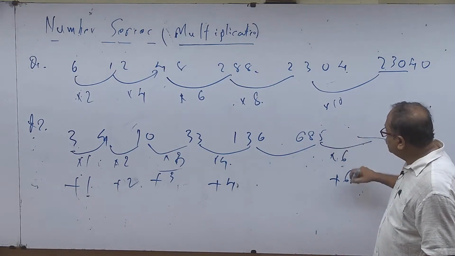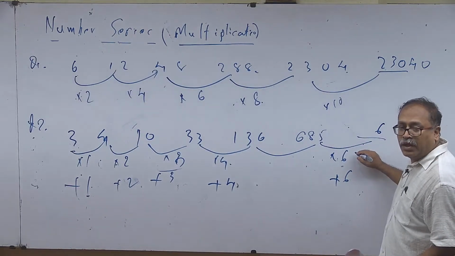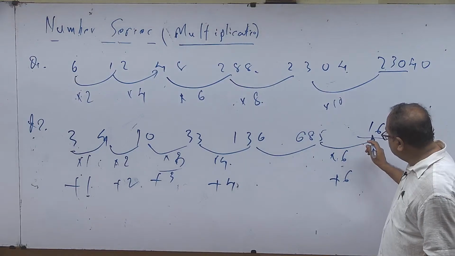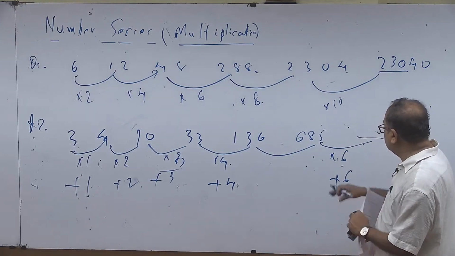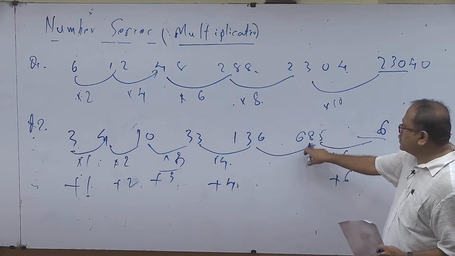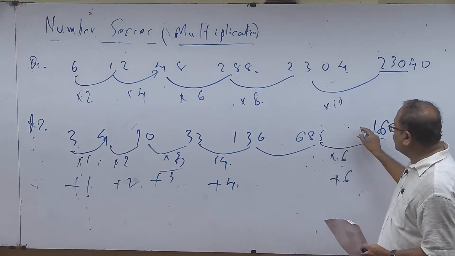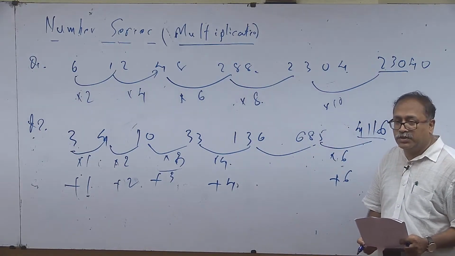So that is 6 5 is 30 plus 6 is 36, carry 3, and 6 8 is 48 plus 3 is 51, carry 5, and that is 1 minute. What I did, 6 5 is 30 plus 6 is 36, carry 3, and 6 8 is 48 plus 3, 51, carry 5, and 6 6 36 plus 5 is 41. That should be the result.